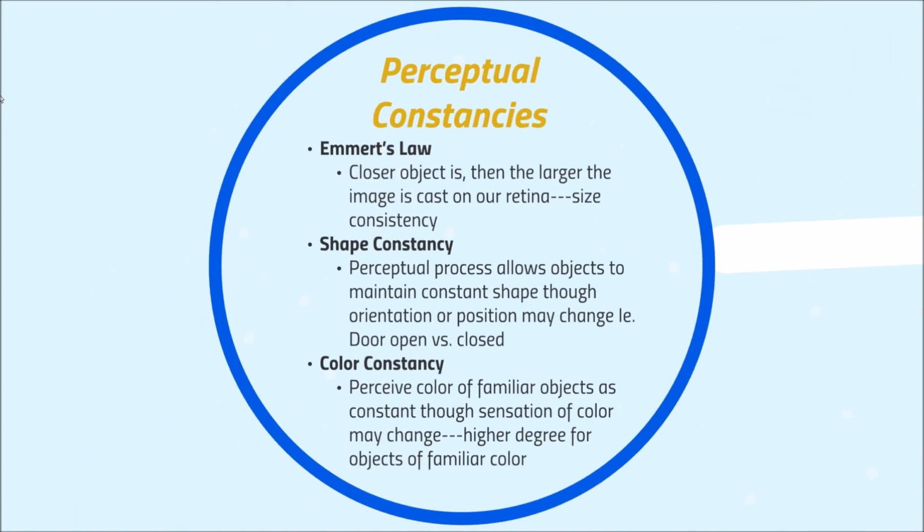We also have perceptual constancies, such as Emmert's law. The closer an object is, the larger the image cast on our retina, size consistency. We then have shape constancy, which is a perceptual process that allows objects to maintain constant shape though orientation or position may change. For example, a door being open versus closed. We also have color constancy, which is how we perceive color of familiar objects as constant, though sensation of color may change. This is at a higher degree for objects of a familiar color.